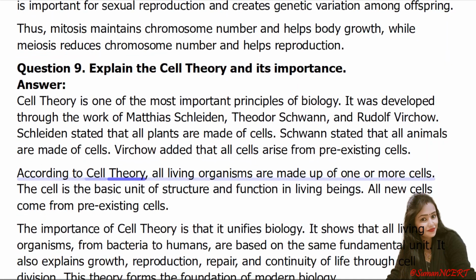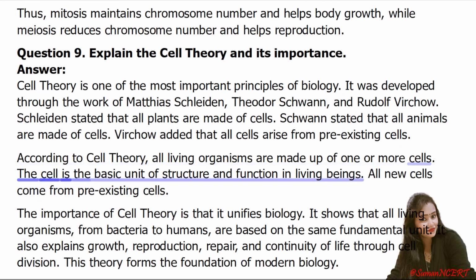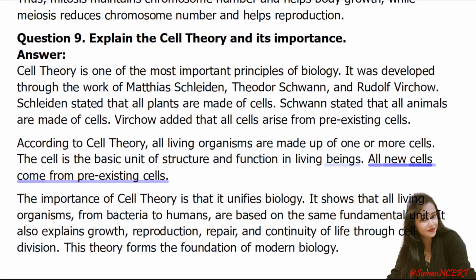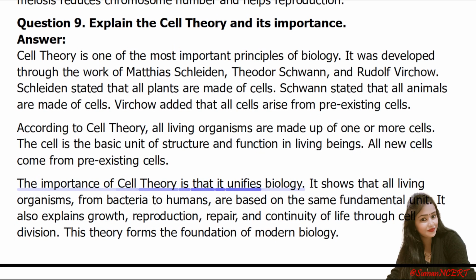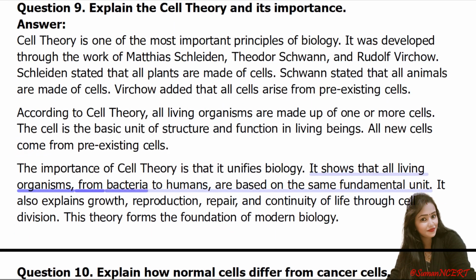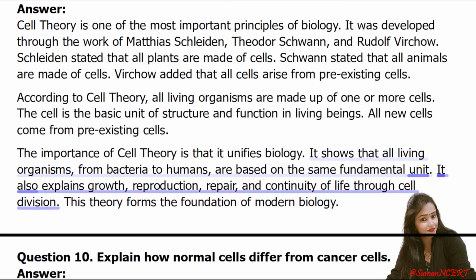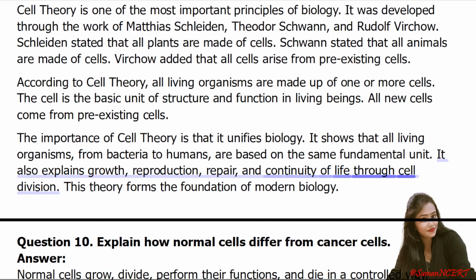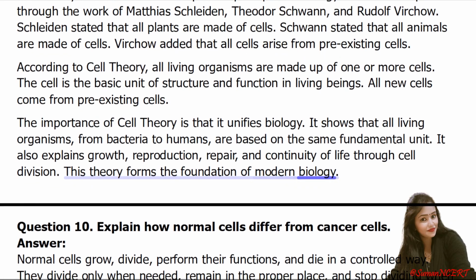According to cell theory, all living organisms are made up of one or more cells. The cell is the basic unit of structure and function in living beings. All new cells come from pre-existing cells. The importance of cell theory is that it unifies biology. It shows that all living organisms, from bacteria to humans, are based on the same fundamental unit. It also explains growth, reproduction, repair, and continuity of life through cell division. This theory forms the foundation of modern biology.